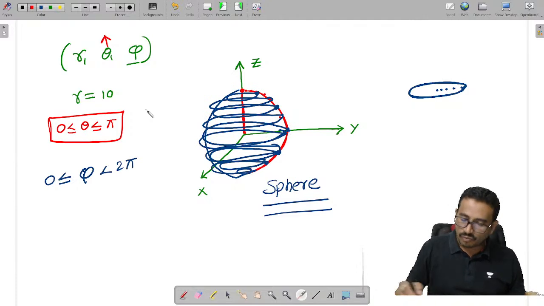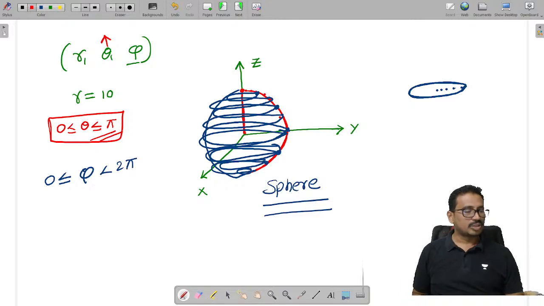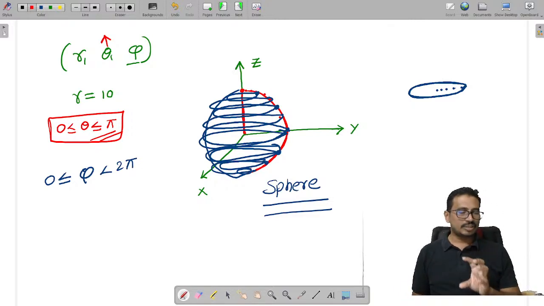I need to form it. Then why do we need to go till 2 pi, tell me? So why do we need to go till 2 pi? Just 0 to pi only, we are forming a sphere, then it is not necessary to go till 0 to 2 pi.